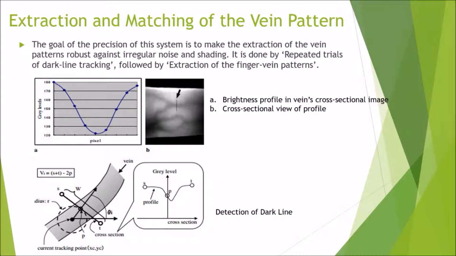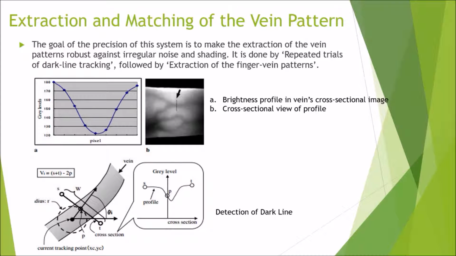The current tracking point is moved pixel by pixel along the dark line. The depth of the cross-sectional profile is checked around the current tracking point. The second figure below on this slide shows an example of the spatial relationship between the current tracking point and the cross-sectional profile. Pixel P is a neighbor of the current tracking point in the upper right direction. Cross-sectional profile's SPT looks like a valley. Therefore, the current tracking point is on a dark line. The direction of this dark line can be detected by checking the depth of the valley with varying theta i.